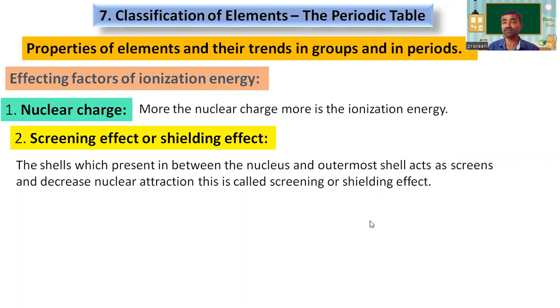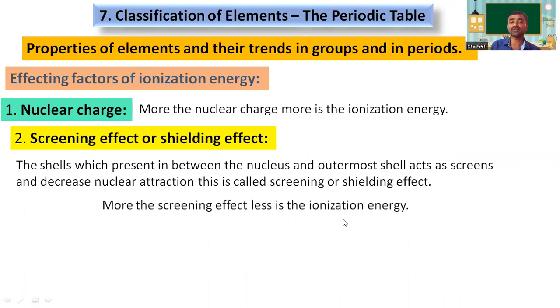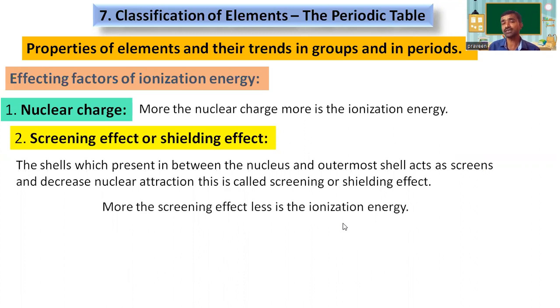So as the screening effect increases, size increases. Simple: the number of shells is added. That is the shielding effect. More screening effect, less the ionization energy. More shielding effect or more screening effect, less the ionization energy.